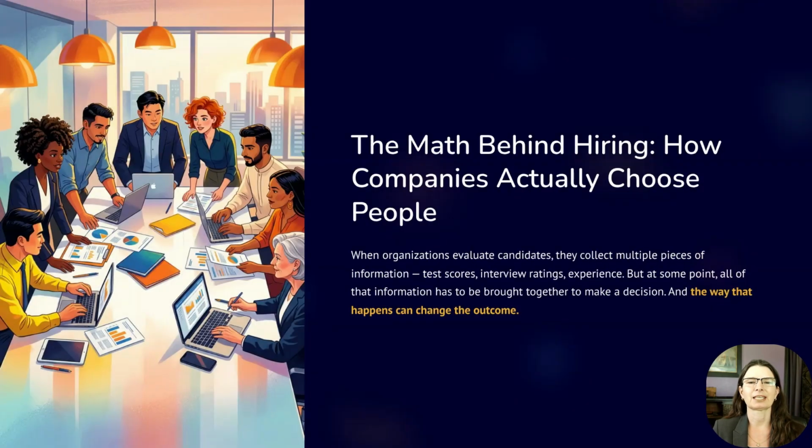When organizations evaluate candidates, they often collect multiple pieces of information: test scores, interview ratings, experience. But at some point, all of that information has to be brought together to make a decision. And the way that happens can change the outcome. In this video, we'll focus on decision rules and how organizations combine information to determine which candidates are selected.